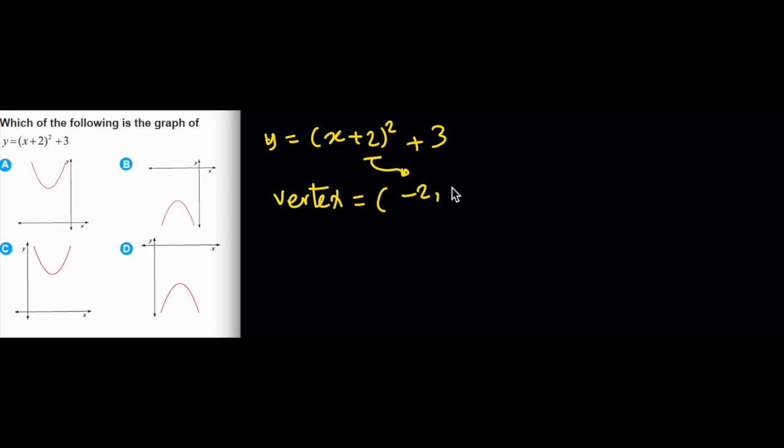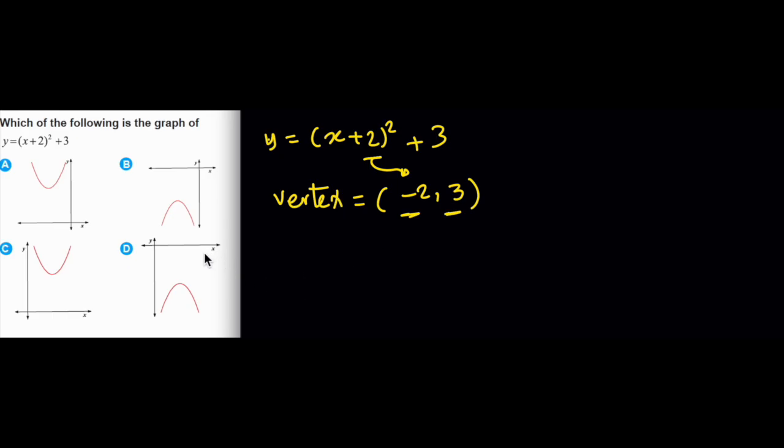Graph of y equals (x + 2)² + 3. You know that this is the vertex form of the quadratic function, and we can find the vertex of the quadratic function using this formula. Just change the sign of the first one, so it will be -2, and keep the other one the same, so it will be -2 and 3.